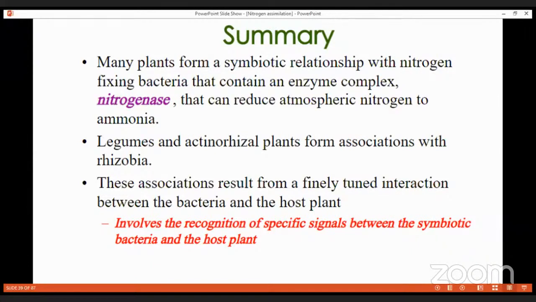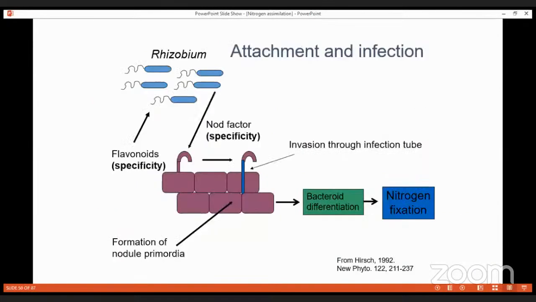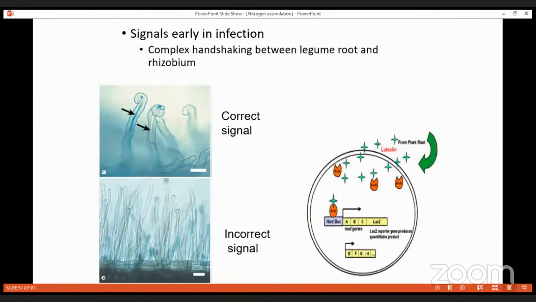Biological is related with the biological entity, the symbiotic relationship between. Okay, so what we were discussing is host specificity. If there is a host-specific interaction, then the correct signal, the correct luteolin or flavonoids, will go, and the plant root hair will curl and it will allow for the infection. If the wrong flavonoid or incorrect signal goes, the plant root hair will not curl and the infection process will not be completed.